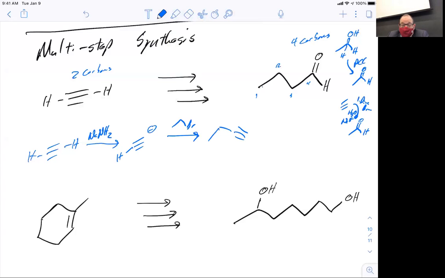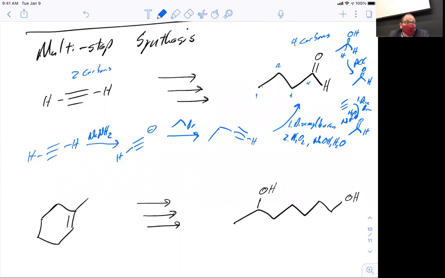And I inverted it, so notice I kind of flipped it around. And then last step, I can use the diisoamyl borane, right, followed by the hydrogen peroxide in base, right, to get the aldehyde.